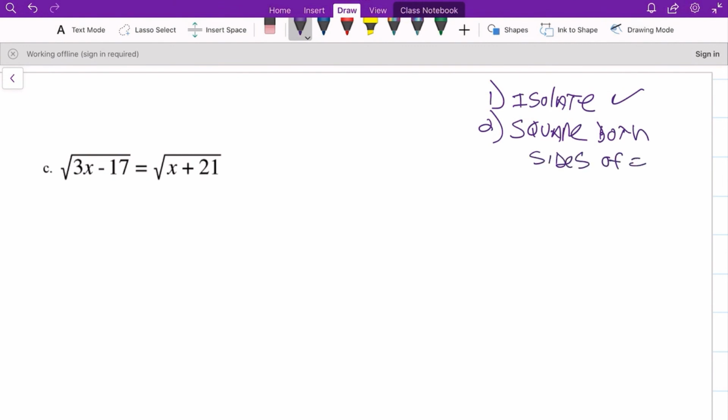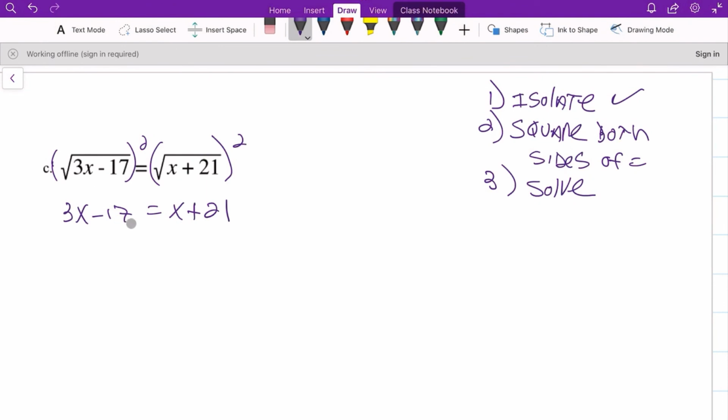And I'm just going to do it like this. I'm going to square both sides. And when I do that, these radicals are going to disappear, and I'm left with just 3x minus 17 equals x plus 21. And I have no more radicals left, which is good. So now we can just go through and solve this. And this one is a fairly easy equation to solve.